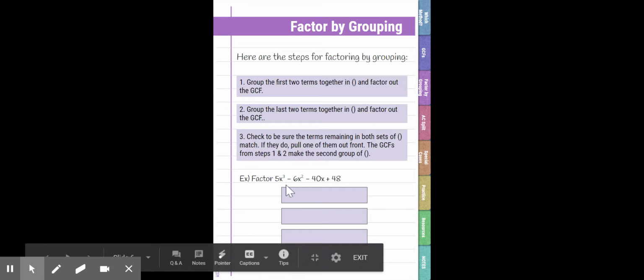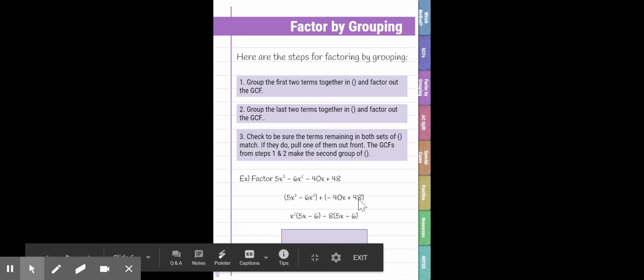So let's look at this. 5x to the 3rd minus 6x squared is going to go in my first group, and then negative 40x plus 48 is going to be in my second group. Okay, so I just put parentheses around those. Notice I put that negative sign in with that 40 because it's really important to have there. Then I found my GCF. The only thing that these first 2 terms have in common is an x squared. So I put an x squared out front. And if I take an x squared away here, I just have an x. And if I take an x squared away there, I just have a 6.